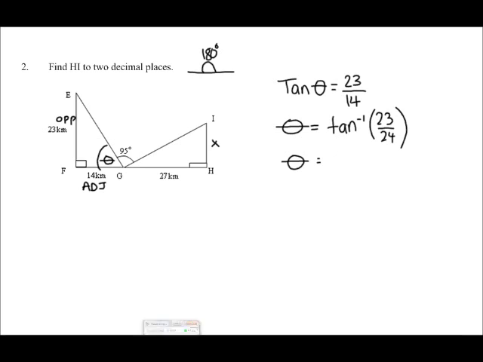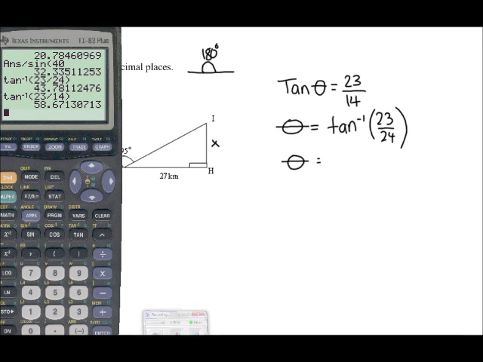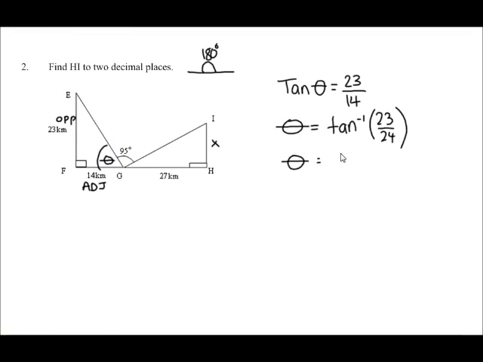Okay, so did you get that number? Okay, good. So we have 58.67 dot, dot, dot. Okay, so now how can we get, I'm going to call this angle beta.